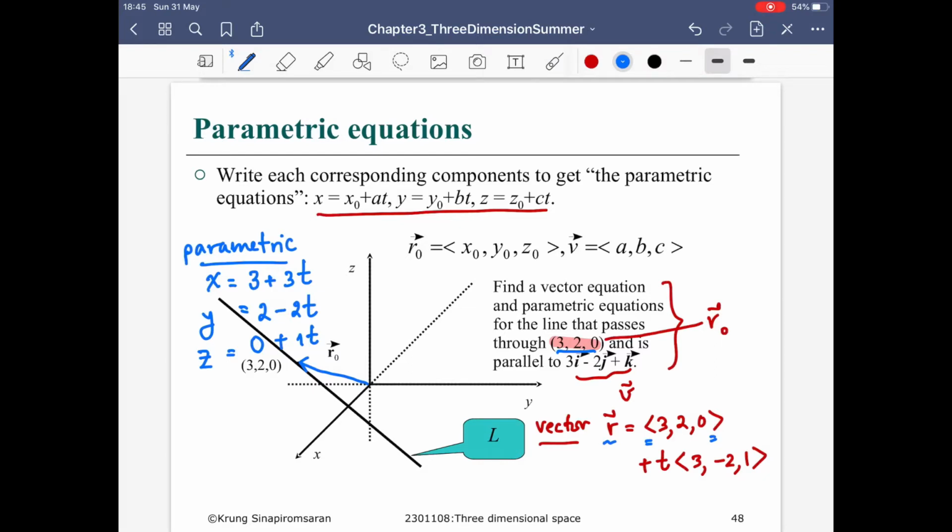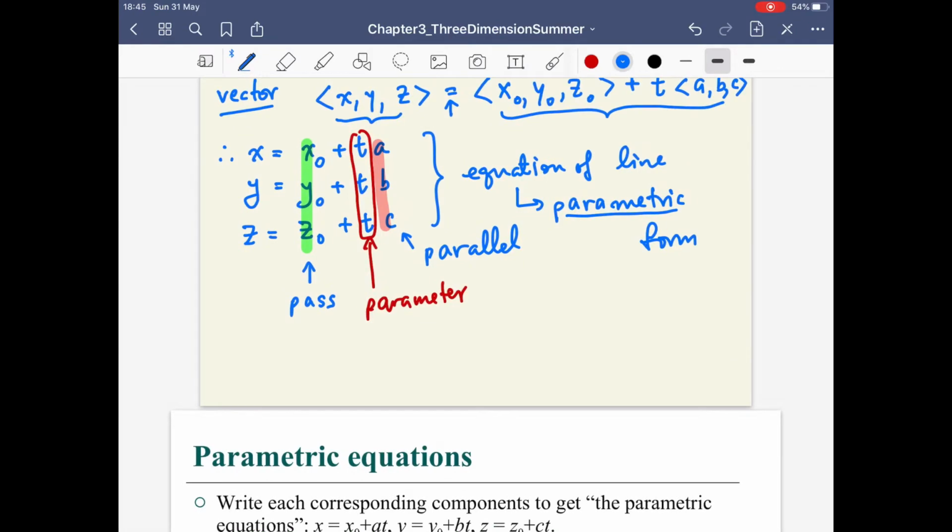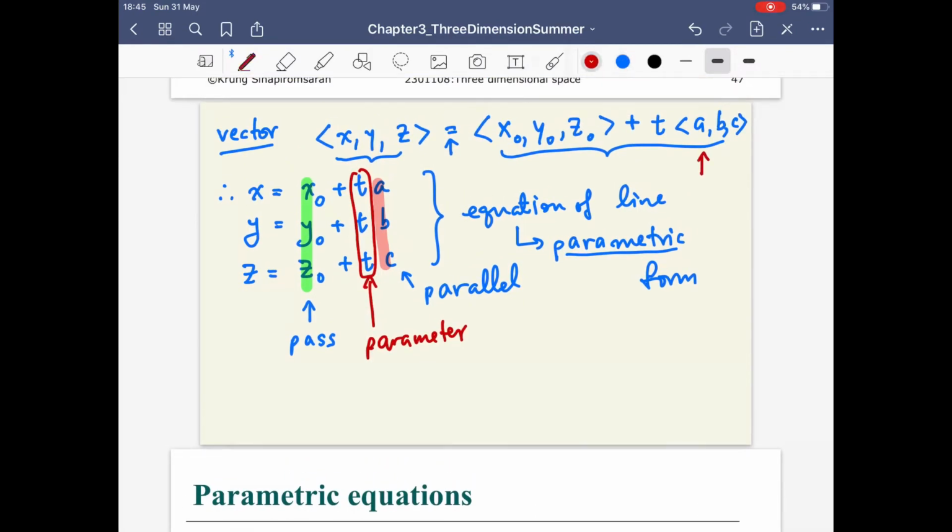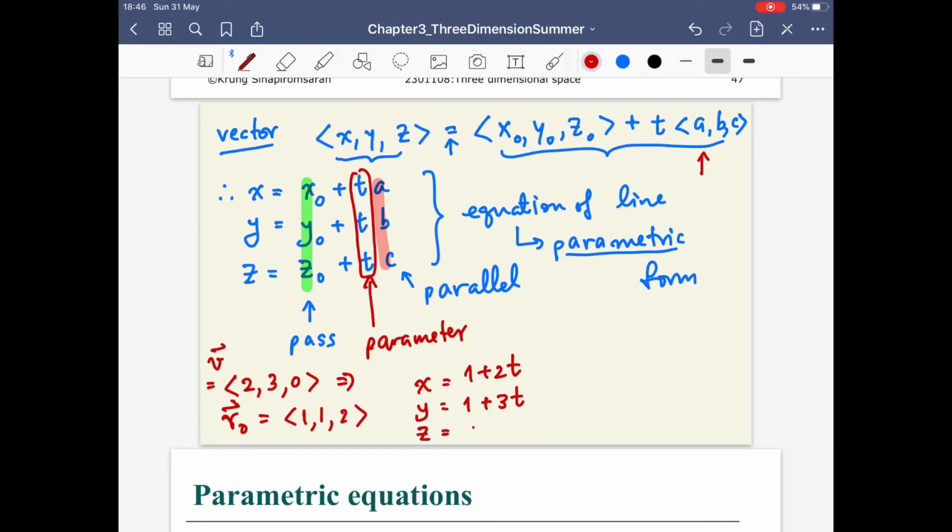And you need to bear in mind that sometimes one of the a, b, c may be 0. For example, if your v happens to be (1, 2, 0), and let's say the point that it's passing through, r0, is (2, 1, 2), then the equation of the line in parametric form will be x equals 2 plus 1t, y equals 1 plus 2t, but your z is simply 2 plus 0t, so we just write z equals 2. Okay, and that's it.